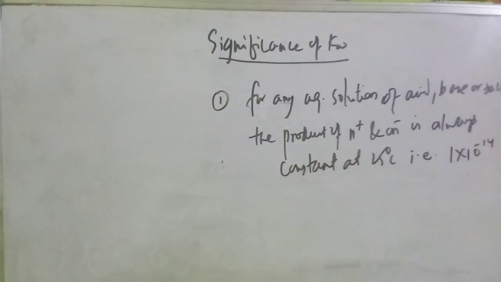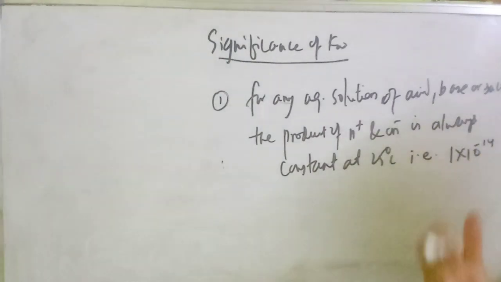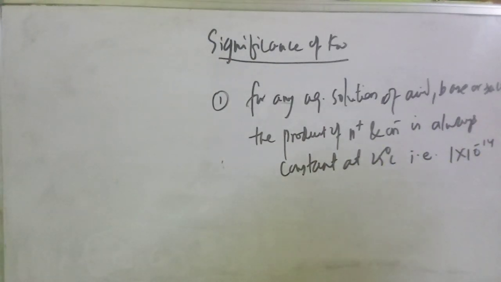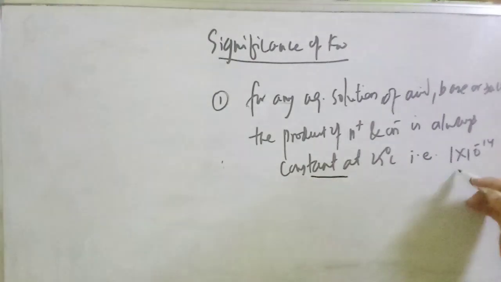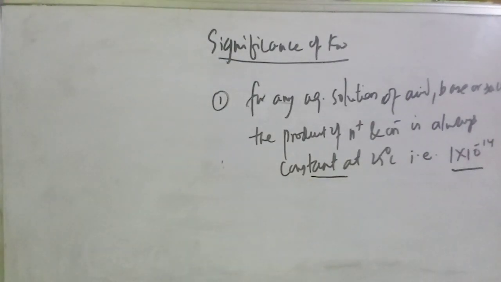So whatever the solution, whether it is an aqueous solution of acid, base, or salt, the product of H plus ion and hydroxide ion is always constant, equal to 1 into 10 to the power minus 14. This is the first significance of Kw, because no matter what aqueous solution you prepare, the product of H plus and hydroxide ion concentration is 1 into 10 to the power minus 14.